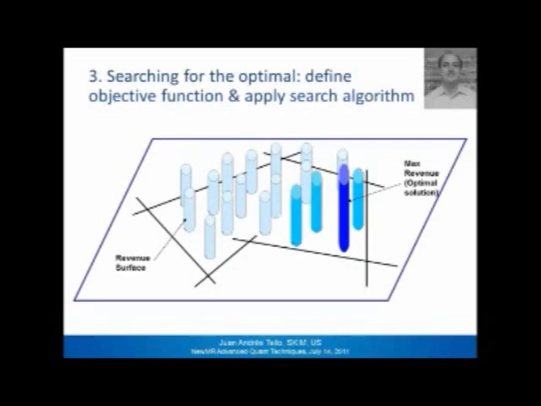All you need to do is define the objective function, which in this case is revenue, and this is the function that you want to maximize. And then you apply the search algorithm. In this case, we compute what is the revenue for each of these options that we laid out in a grid form. And you see here that it's easy to identify what is the solution within that space that maximizes revenue in the dark blue. There are a number of search algorithms available, but I won't get into those for this conference.